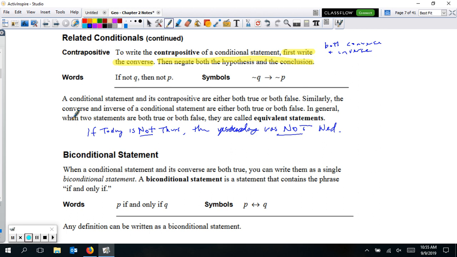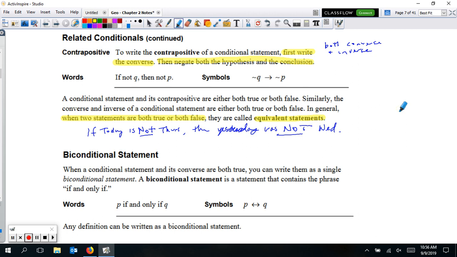Before we get to the next one, we talk about equivalent statements. Let's go and just highlight that one too. That's a pretty easy one to understand. It basically means when two statements are both true or both false, they're called equivalent statements. Equivalent just means equal to. Those statements are equal to each other if they're both true or they're both false. So that should be an easy one to pick out as a definition, if you were to try to match definitions up with their terms.